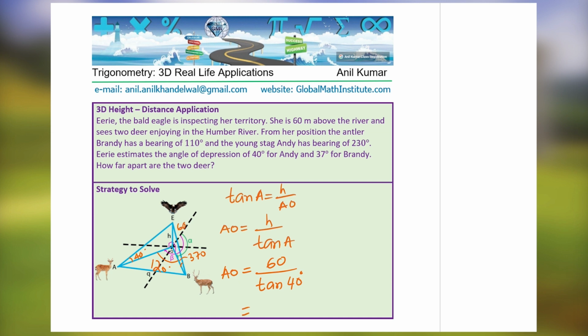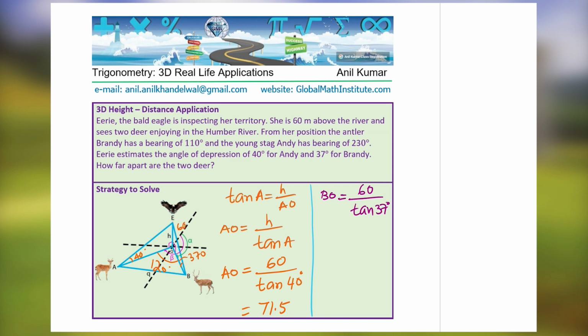So we can work this out using a calculator. It gives me 60 divided by tan of 40 degrees, right? So I'm just calculating on the calculator. I get 71.50. Let me write 71.5 for this particular case. Similarly, I can find what is BO, right? So BO will be equal to what? Well, BO will be the same height of 60 divided by the angle, in this case which is 37 degrees, correct?